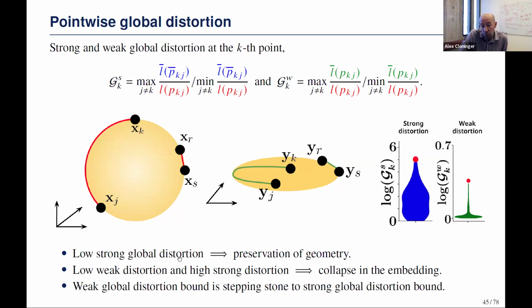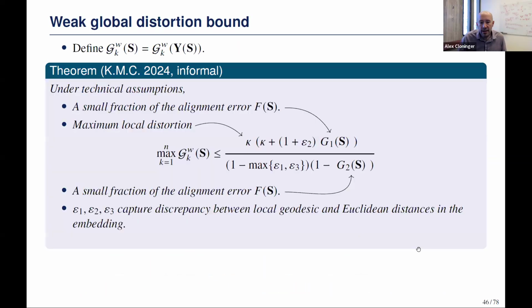If you have low strong global distortion, that means you preserve the geometry. Okay. And there's all these notions that you can have floating around, but at the end of the day, what can we say? So at the end of the day, what we can say is a really nice little theorem that says we can bound the weak distortion. Okay. How do we bound the weak distortion? It is bounded by the amount of local distortion we had. That came from local tangent, the Lego algorithm.